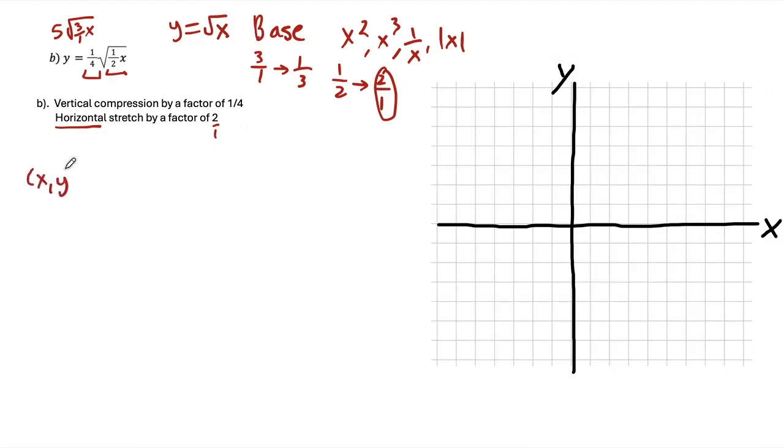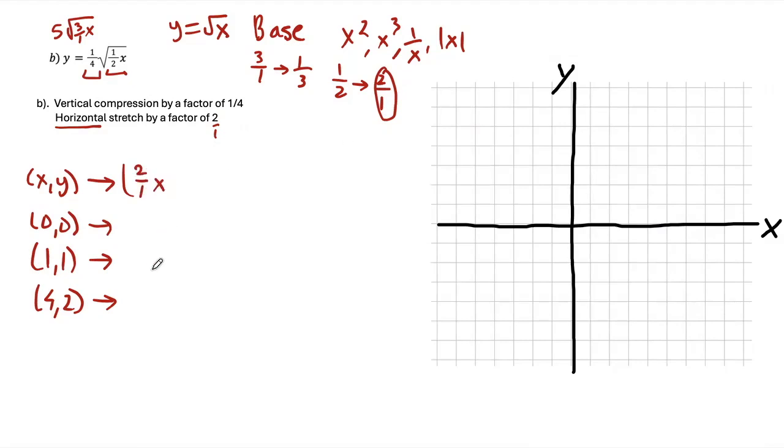Key points on the root x function, and then we're going to use the mapping rule. The x values. We said that the x values are actually going to get multiplied by 2 over 1. So I'm going to write 2 over 1x. You could also just write a 2x if you want. The y values, we said that they are going to get multiplied by a quarter. So I write 1/4 y.